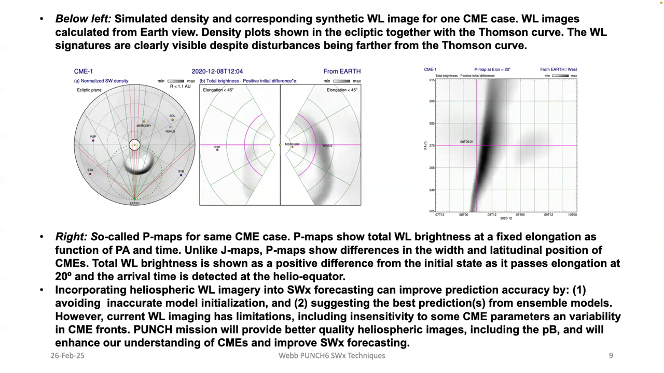On the left is the ecliptic plane view of the CME. In the middle is the view from Earth, as reconstructed as we might see it from PUNCH, for instance. And PUNCH will give us an advantage, since current white light imaging, including HIs, has limitations. But of course, PUNCH will give us much better quality heliospheric images, including polarized brightness, to enhance our understanding of CMEs and improve our forecasting capabilities. Thank you.